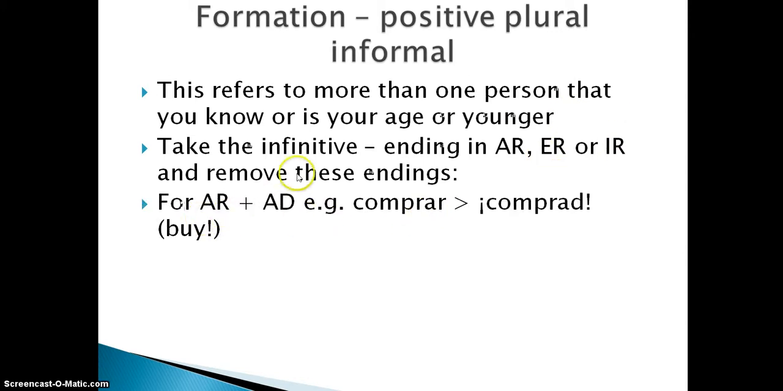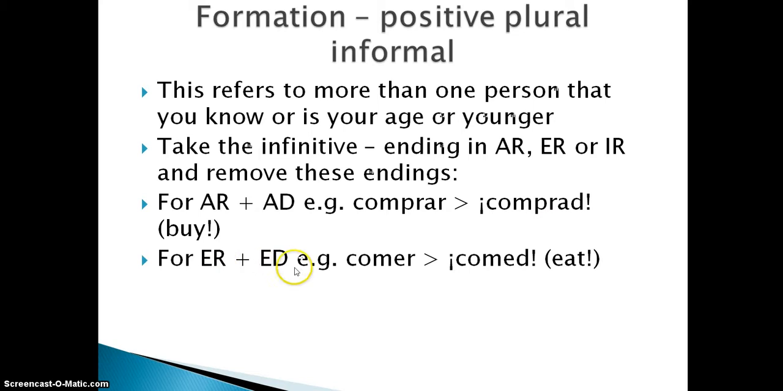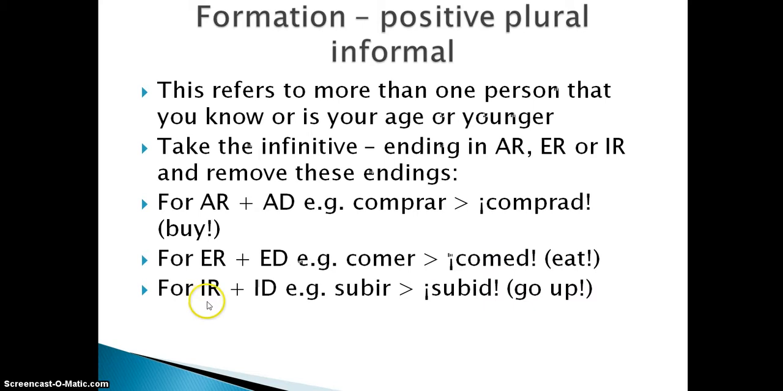So if it's an AR verb, we take the AR off and add -áis. So comprar will become compráis, buy. For ER, we take the ER off and add -éis. So for comer, for example, it would be coméis, eat. And for IR verbs, we take the IR off and put -ís. So subir will become subís, go up.